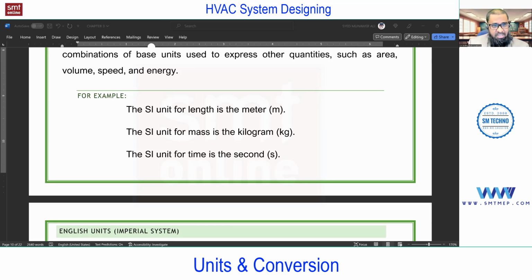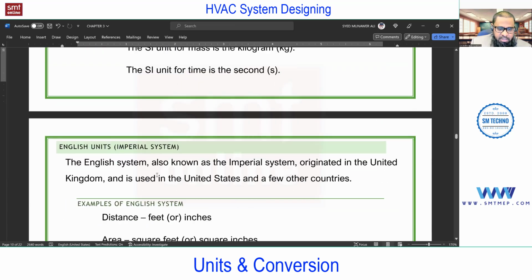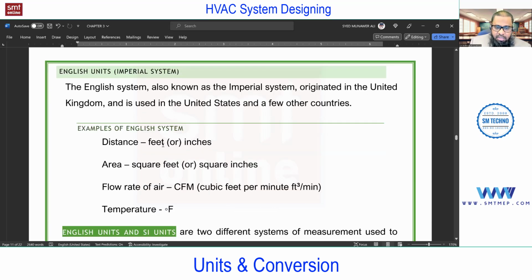Sometimes your consultant may get the project in the English system. Sometimes your consultant may get the project in the metric system from the main consultant. So you need to follow accordingly. So you see a few examples given for the English system. In the English system, if you want to measure distance, one can use feet or inches. In SI, strictly meter. But in metric, we can use meter, mm, centimeter, etc. But in the English system, we can use feet, inches, or combined feet and inches.